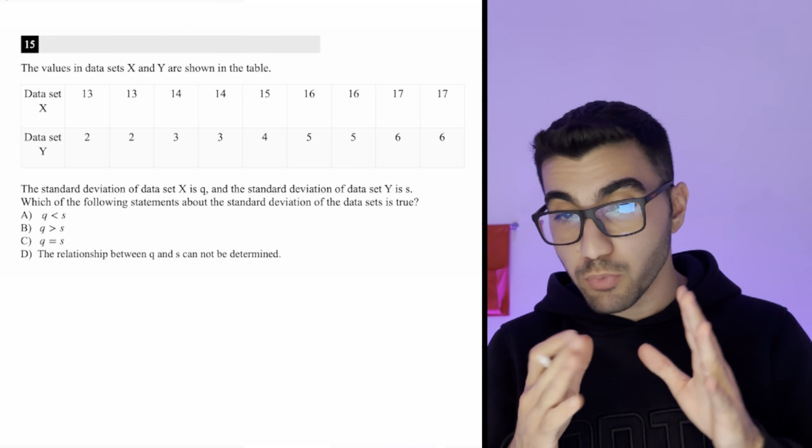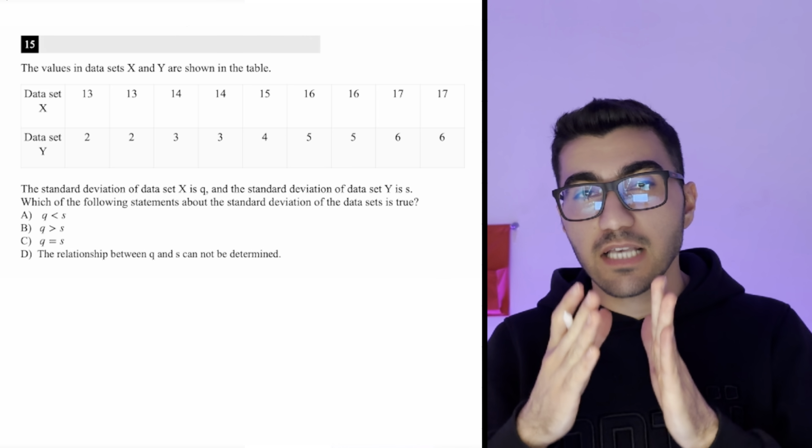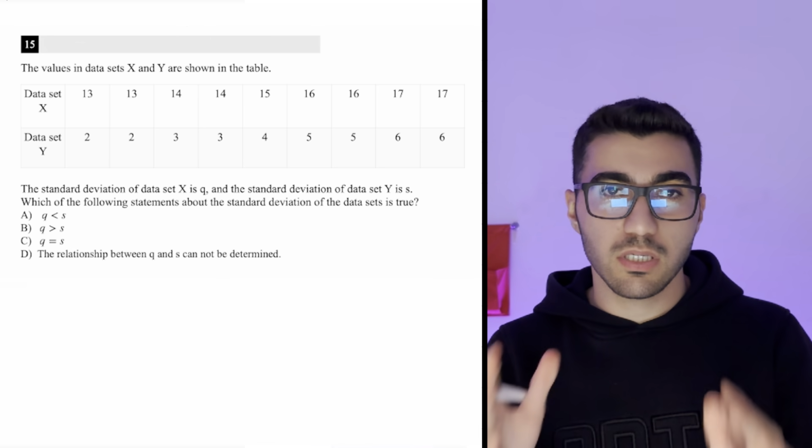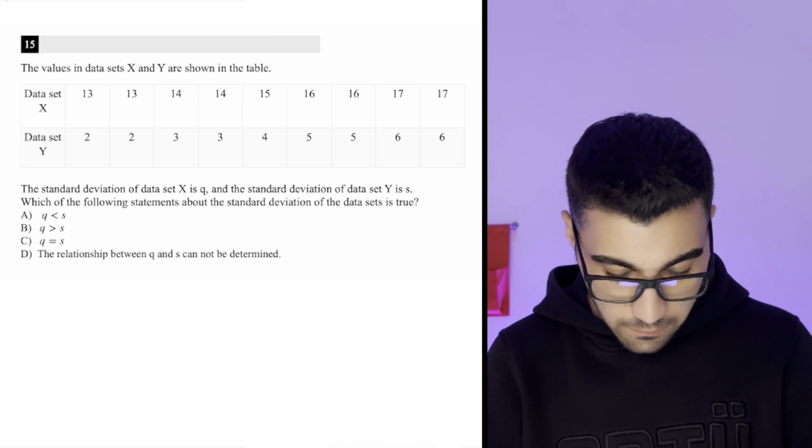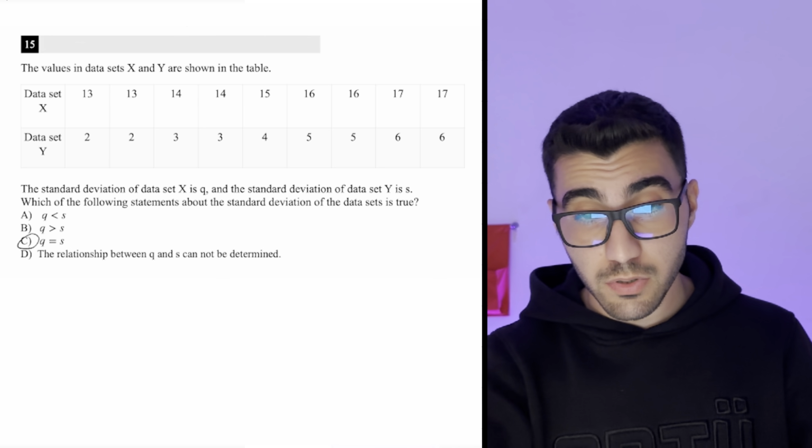So in both of the data sets, the values have the same distances. So standard deviation is equal. So there's no difference between the standard deviations of these. It's going to be choice C, Q equals S.